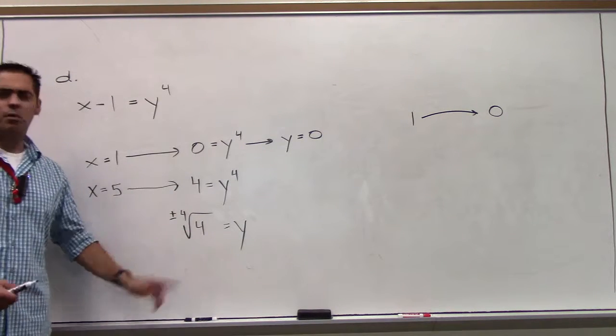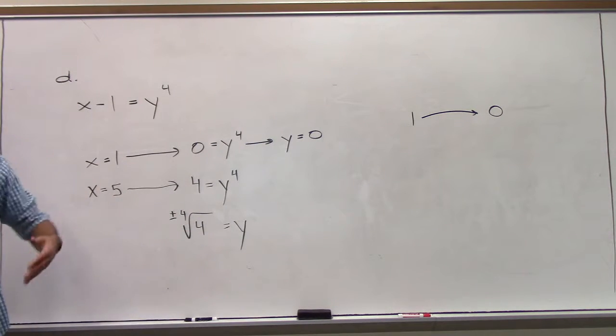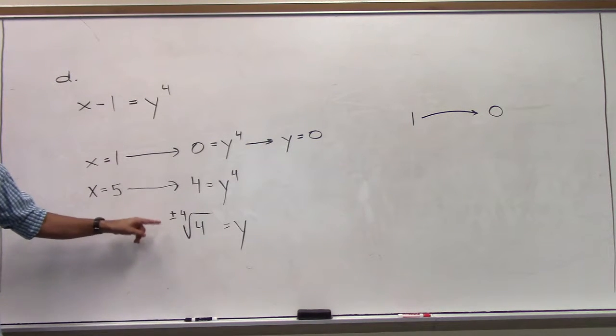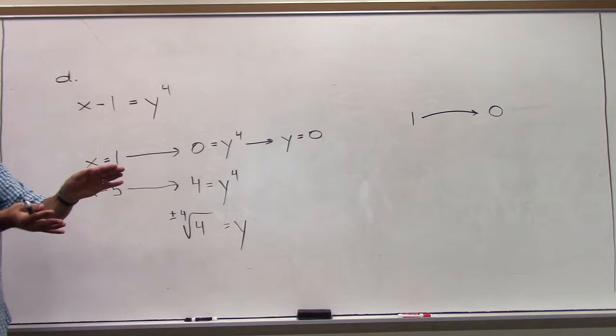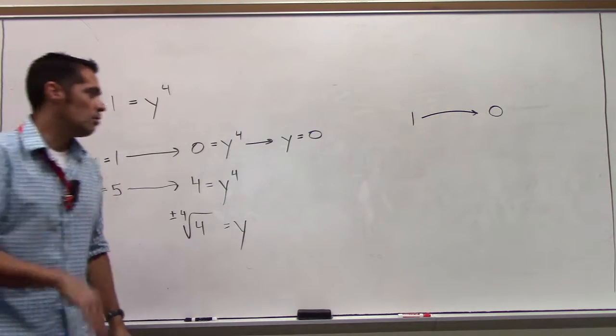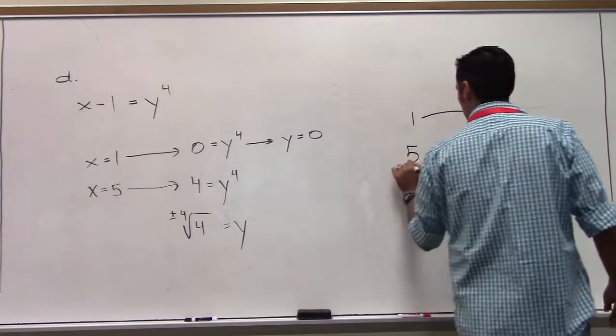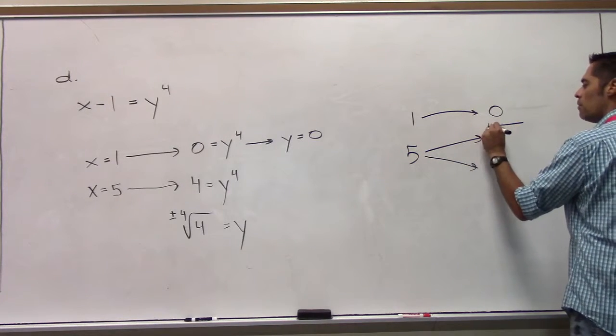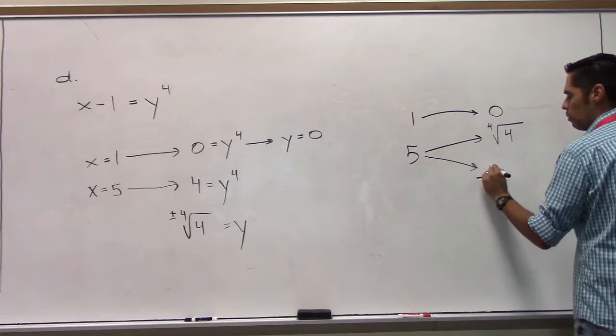So the 4th root of 4, no one knows that off the top of their head, right? You need a calculator for that. But do you agree I'm going to get 2 answers? And they're going to be 2 different answers. So no go, because 5 goes to 2 different places: the positive 4th root of 4, and the negative 4th root of 4.